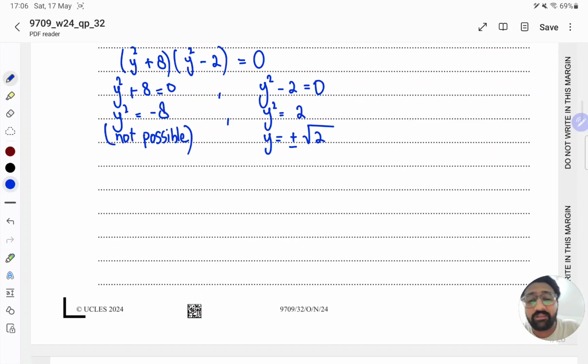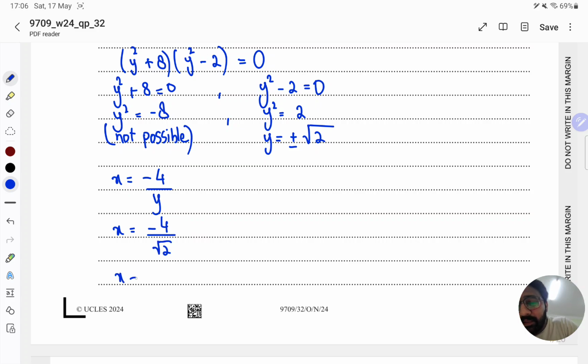x is minus 4 by y. We know that x is minus 4 by y. Just substitute it for both of them. We'll have the value of x if we put minus 4 divided by square root of 2. The other will be minus 4 divided by minus square root of 2. So minus 4 over square root of 2. The answer for the first one will be minus 2 square root of 2. For the second one it will be 2 square root of 2.